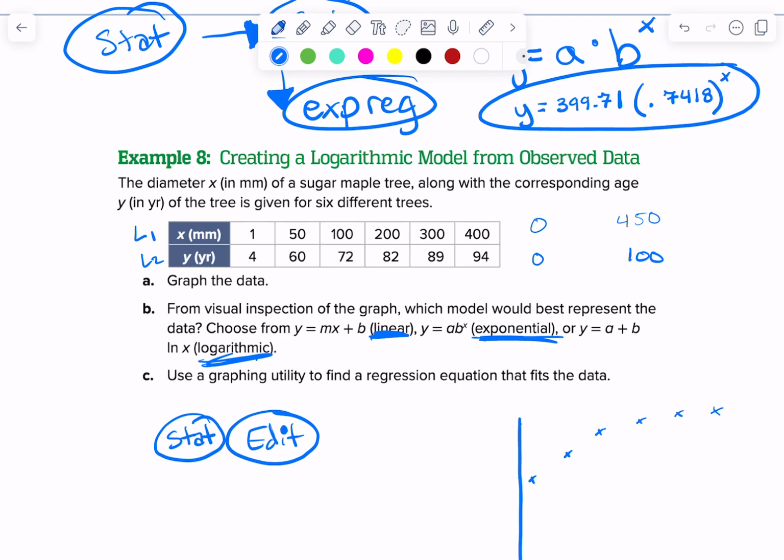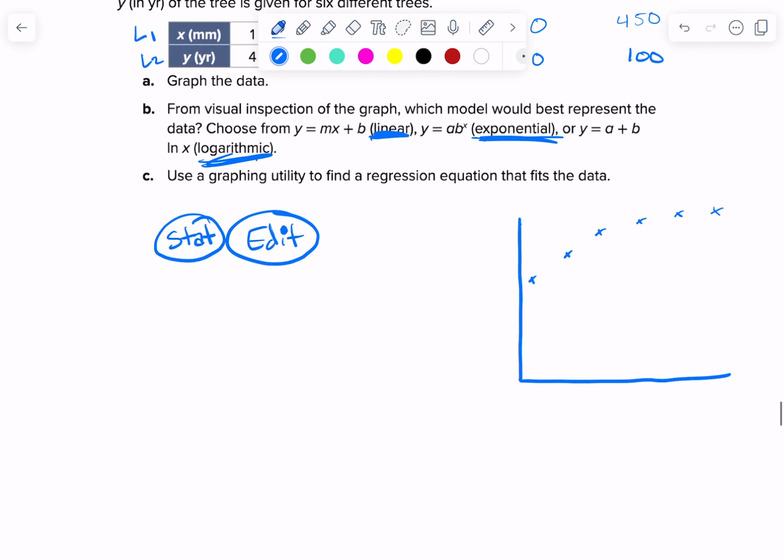Okay? Now, is that an exponential function? I don't think so. It does have a curve to it. It's concave downward, right? That's a log function.